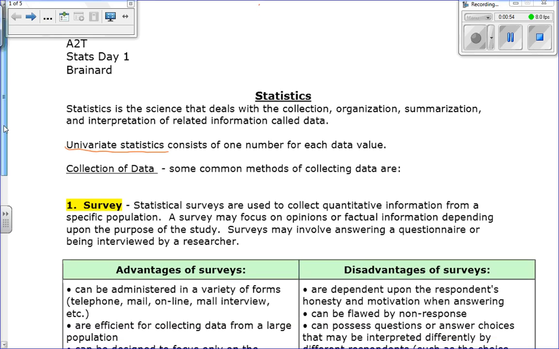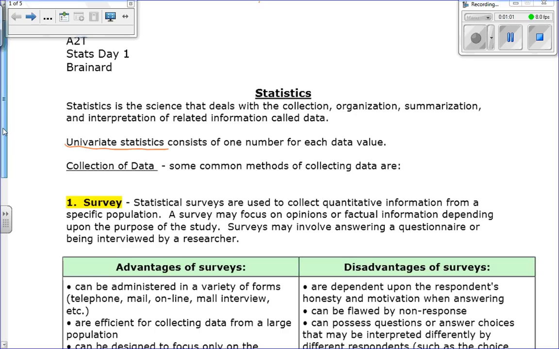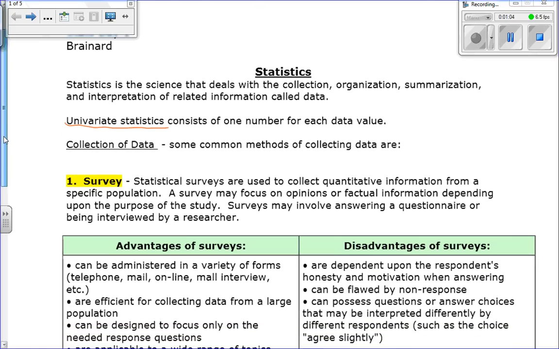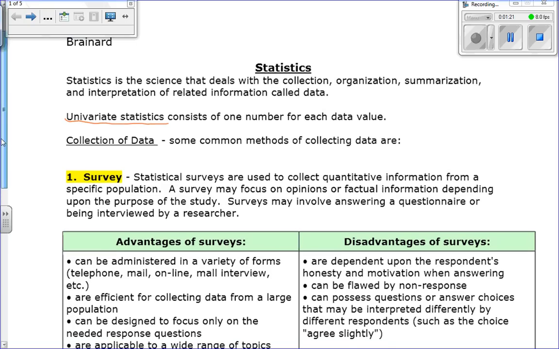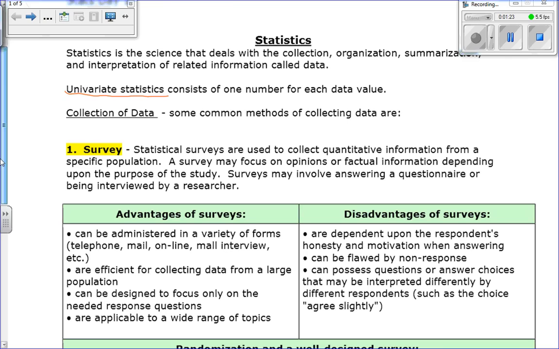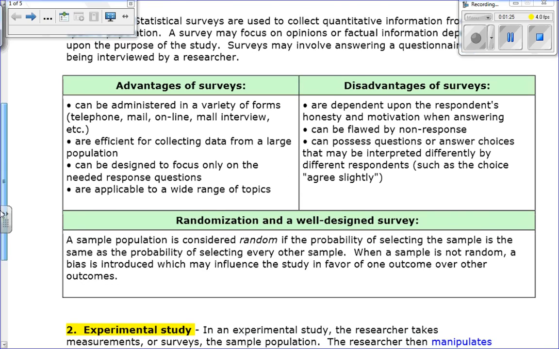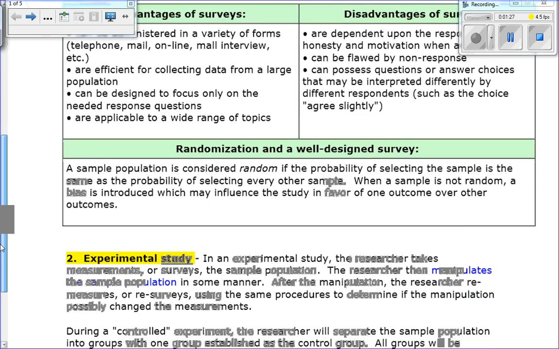We have a collection of data, which has methods as to how we collect them. And the first method is a survey, which is used to collect quantitative information from a specific population. A survey may focus on opinions or factual information depending on the purpose of the study. Surveys may involve answering a questionnaire or being interviewed by a researcher. Okay, I have the advantages of a survey listed and the disadvantages and some other information.